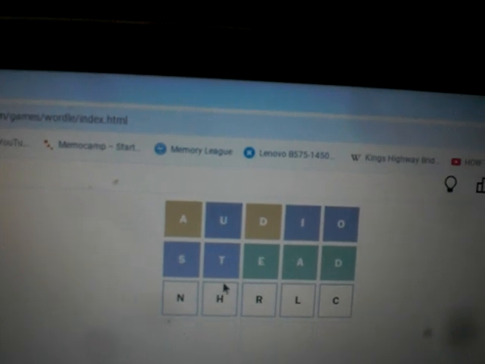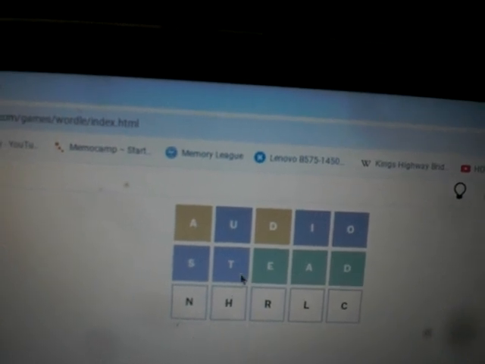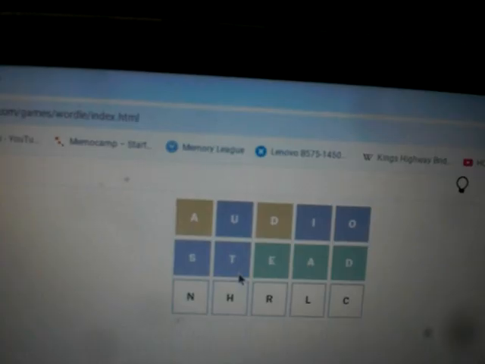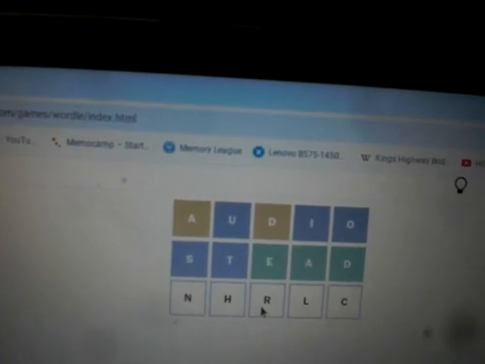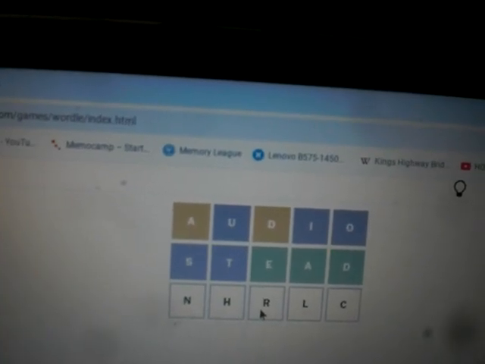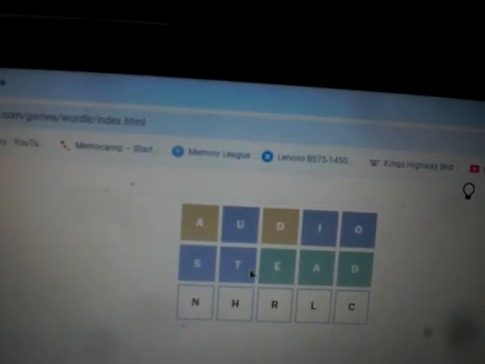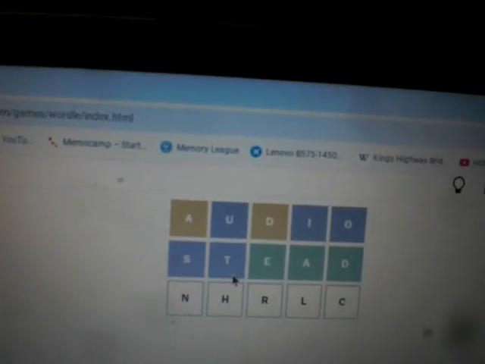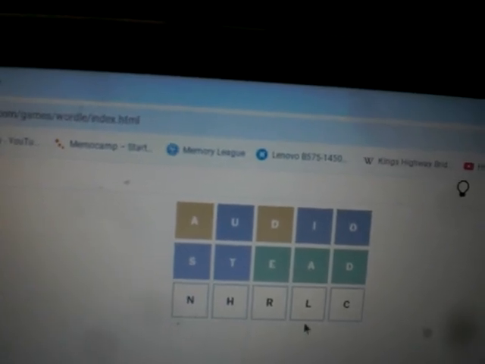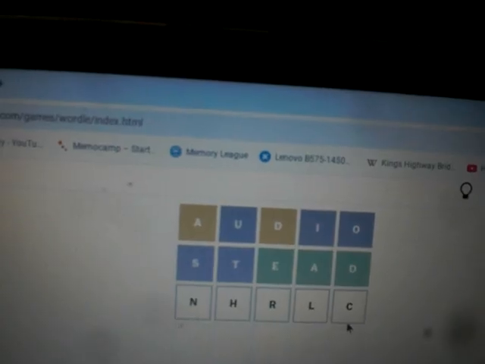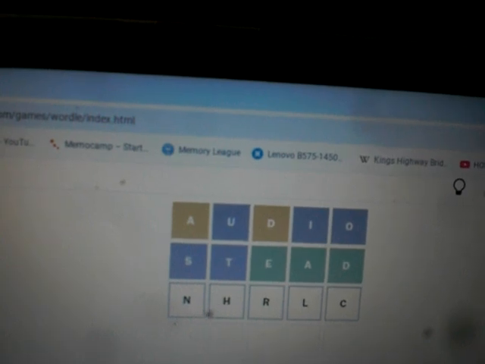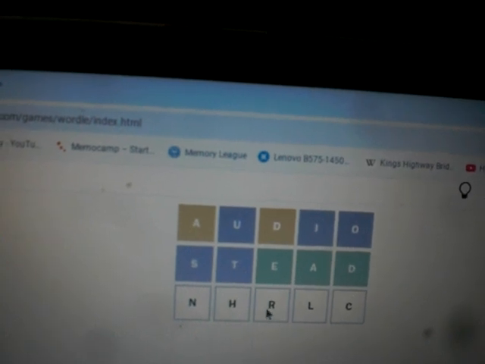H, R, bread, dread, tread. Oh, can't use tread with the T. So we got bread or dread. Okay. So let's go with L, no, C here. Cread, C-R-E-A-D, like street cred, not C-R-E-D, because it's short for credibility. So the only thing I'm seeing here is bread or dread.